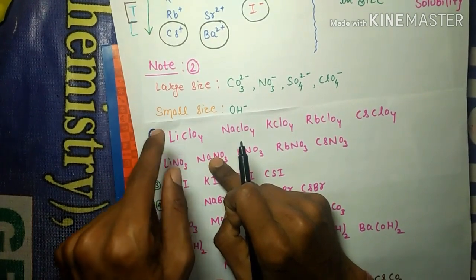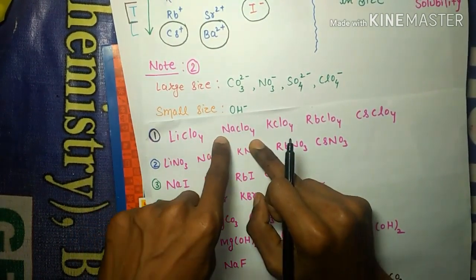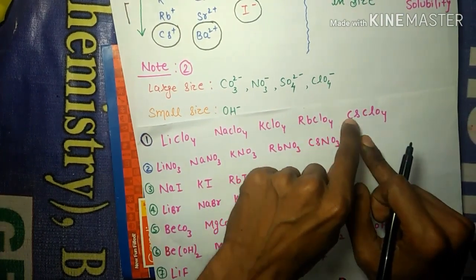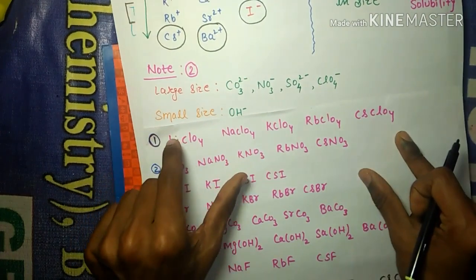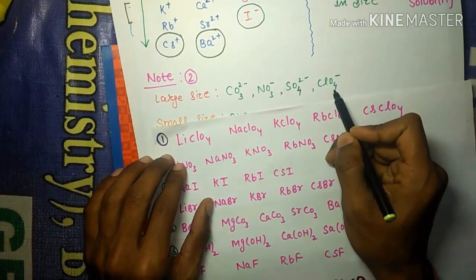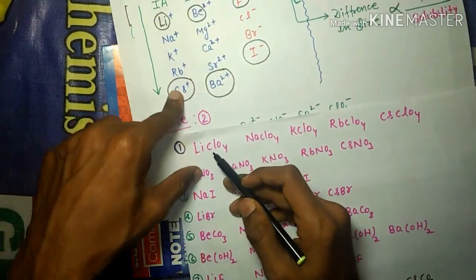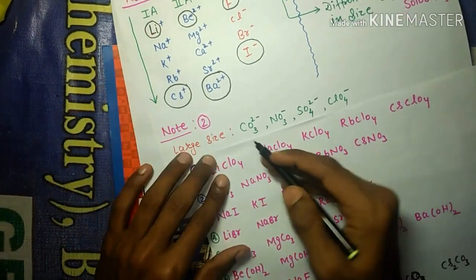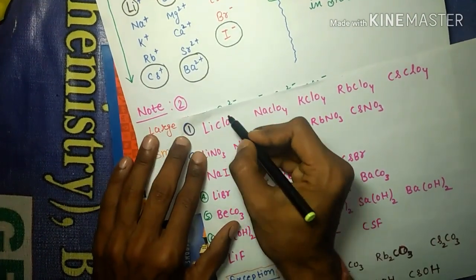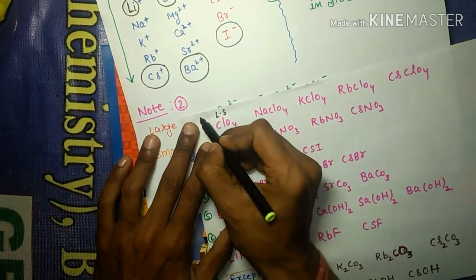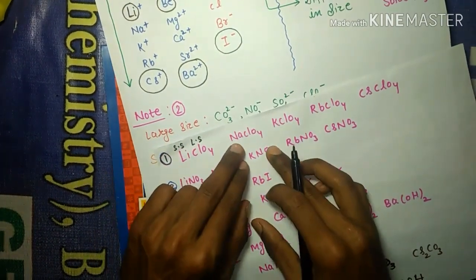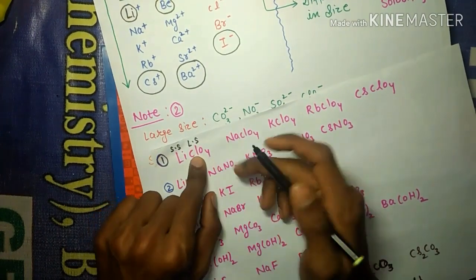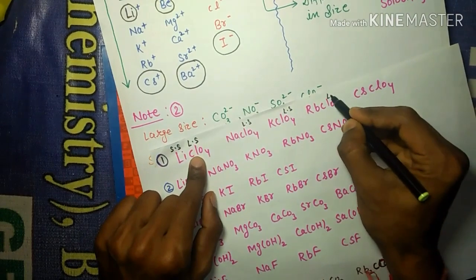When it dissociates in the aqueous solution, it dissociates into Li plus and ClO4 minus, and similarly Na plus ClO4 minus, K plus ClO4 minus, Rb plus ClO4 minus, Cs plus ClO4 minus. All of these dissociate in aqueous solution. We know that ClO4 minus has the larger size and Li plus has a small size. So I have written here that ClO4 minus is the large size and Li plus is the small size. Similarly, in the case of Na plus ClO4 minus, ClO4 minus is a large size.